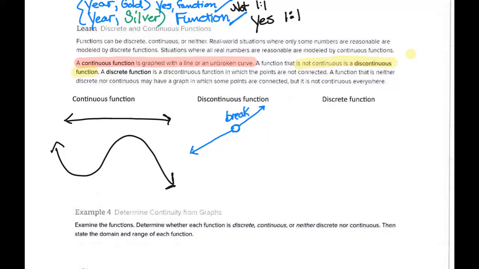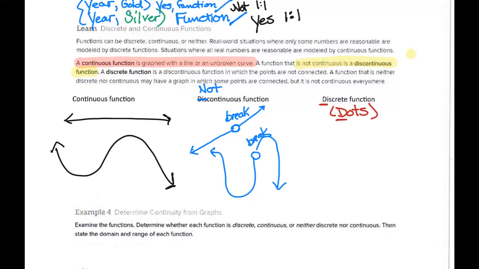Okay? Or you can draw a curve, and that also would be a break. It is not continuous. Most of the time, I don't think we say discontinuous. I think we just say not continuous. All right? And the last one, a discrete function, looks like a bunch of dots.